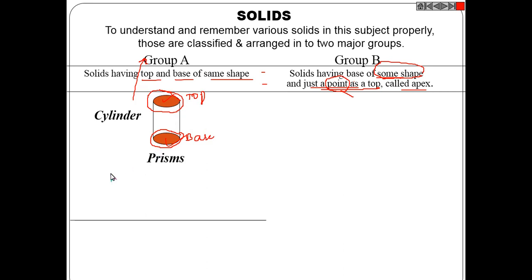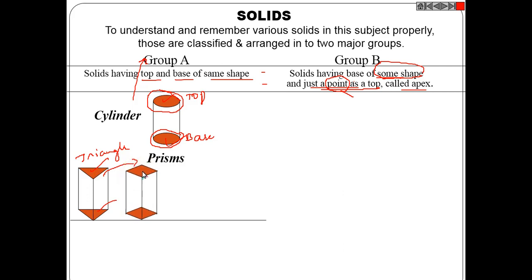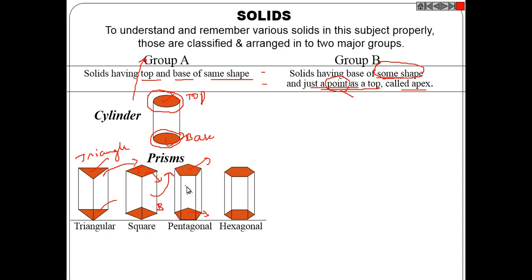Similarly, we have prisms. Here also you see the top and bottom, or the base, have the same shape. It is a triangle, right? This is a triangle. Both are of the same shape. So we call this a triangular prism. Similarly, we have a square: the top shape is square, and the base shape is also square. This type we call a square prism. Similarly, here the top is a pentagon, and the bottom is also a pentagon. So we call this a pentagonal prism. Similarly, we have a hexagonal prism.